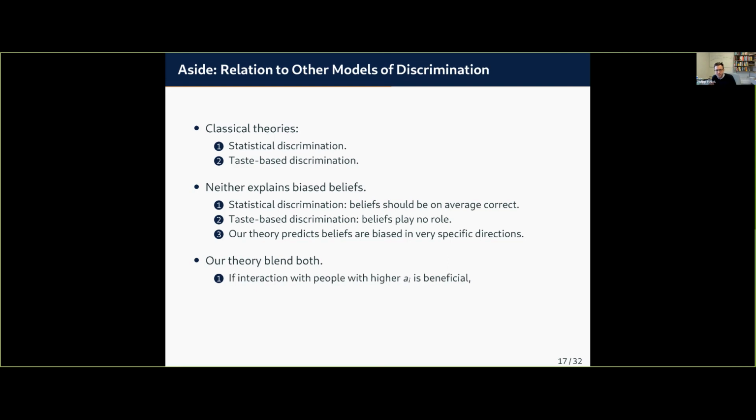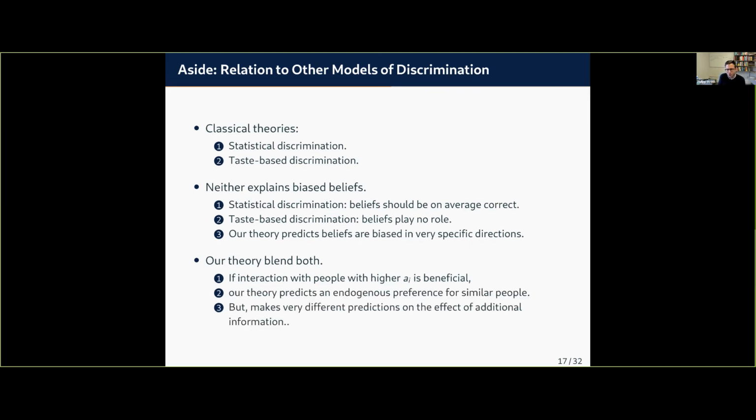And in some sense, it blends statistical and taste-based discrimination because if interacting with higher ability people is beneficial to me, then by the fact that I'm now underestimating people who are dissimilar to me, I will not like interacting with them. So kind of endogenously through this misspecified beliefs channel, I will behave as if I dislike people who are not similar to me. So it's endogenously producing a preference for similar people through the misspecified beliefs. One way one could test this is that additional information will make very different predictions from taste-based discrimination.